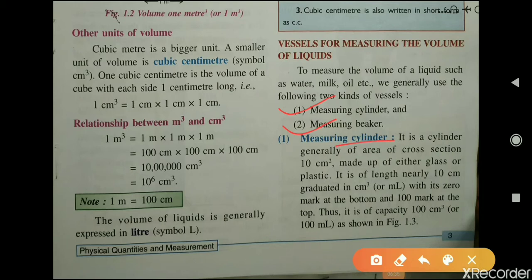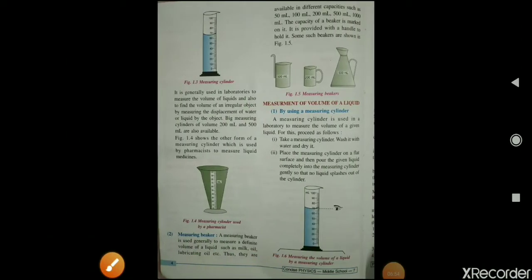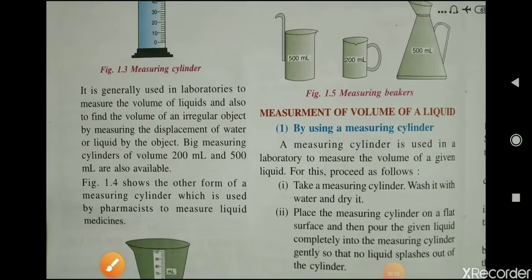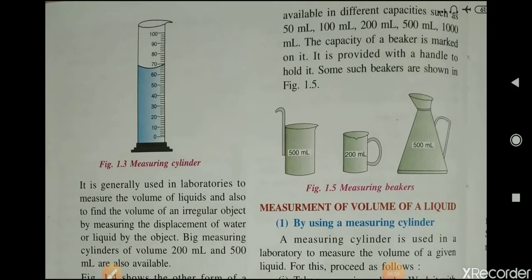Measuring cylinder is a cylinder generally of area of cross section 10 centimeter square, made up of either glass or plastic. It is of length nearly 10 centimeter, graduated in centimeter cube, with its 0 mark at the bottom and 100 marks at the top. You can see here in the picture, on the next page, measuring cylinder. This is a picture of measuring cylinder.